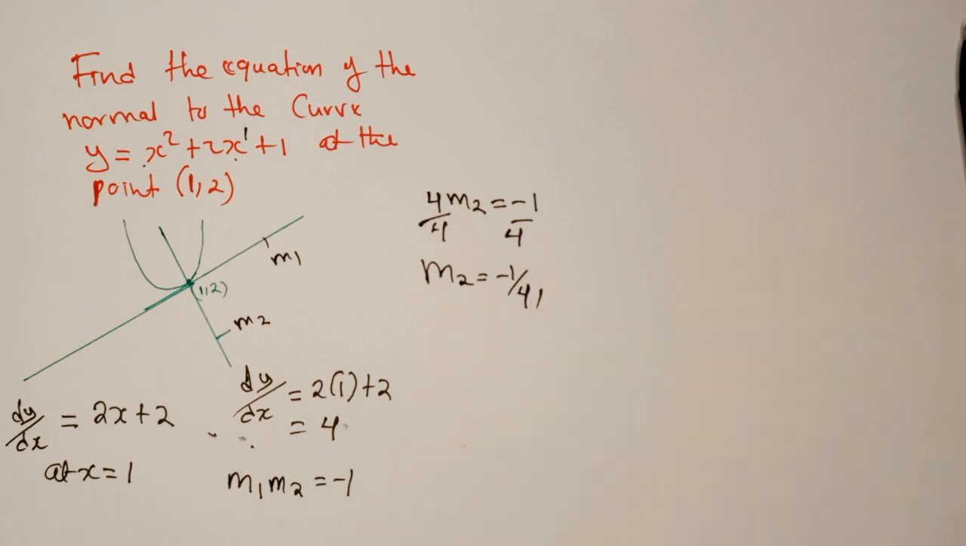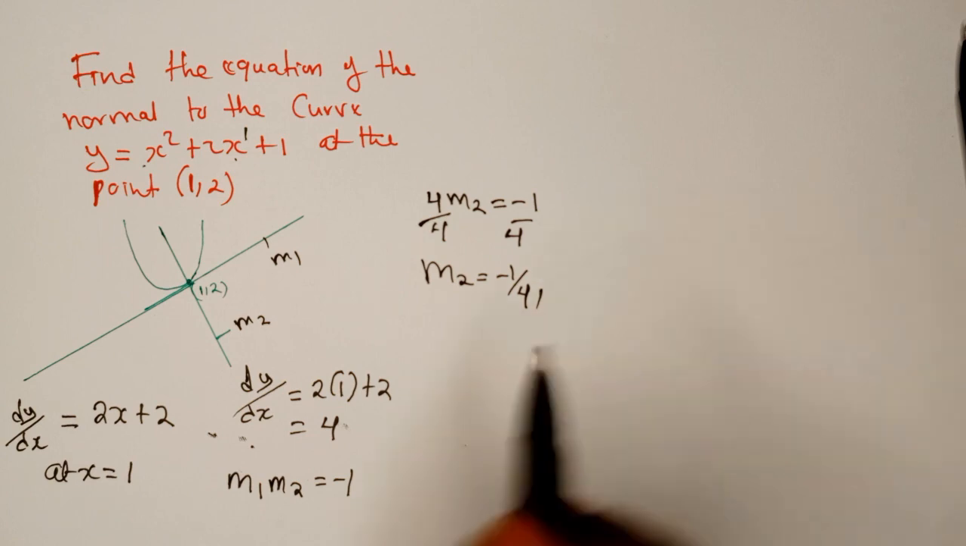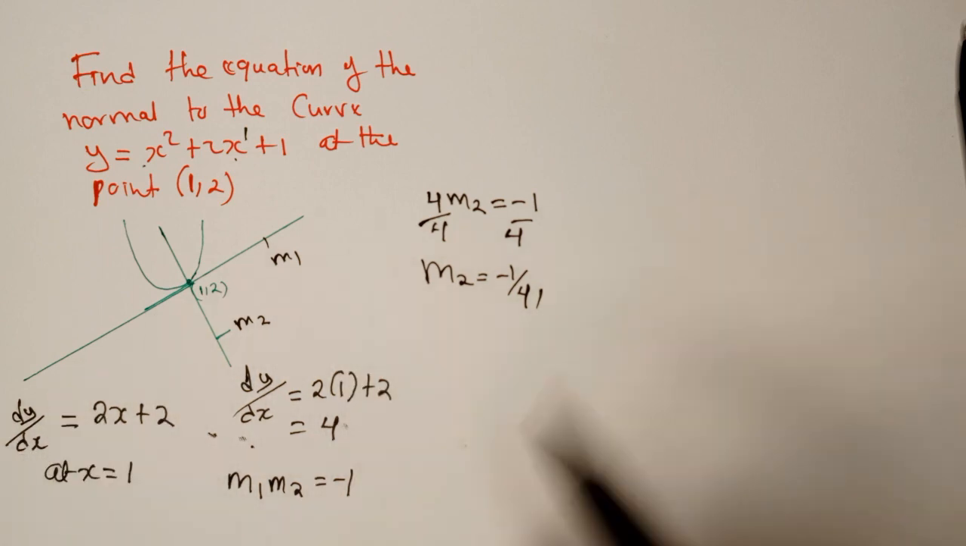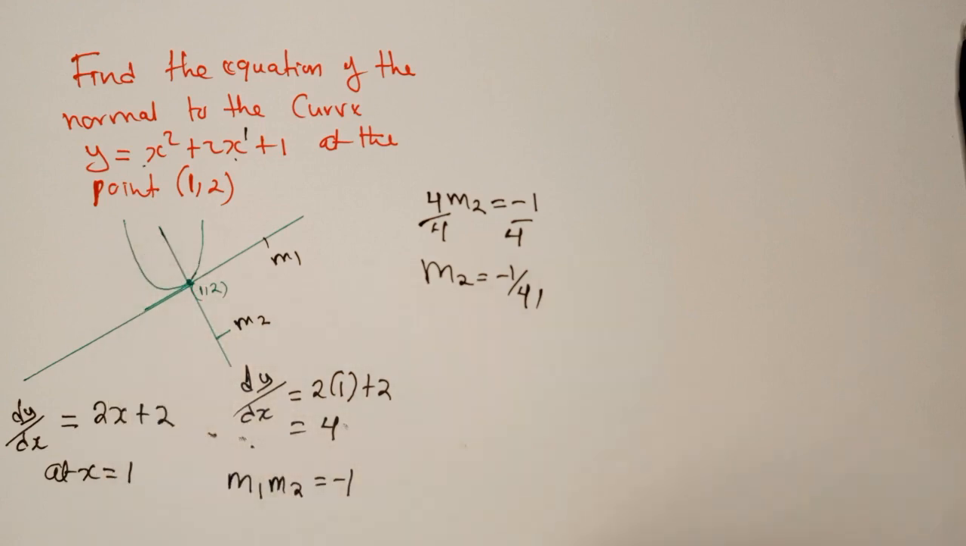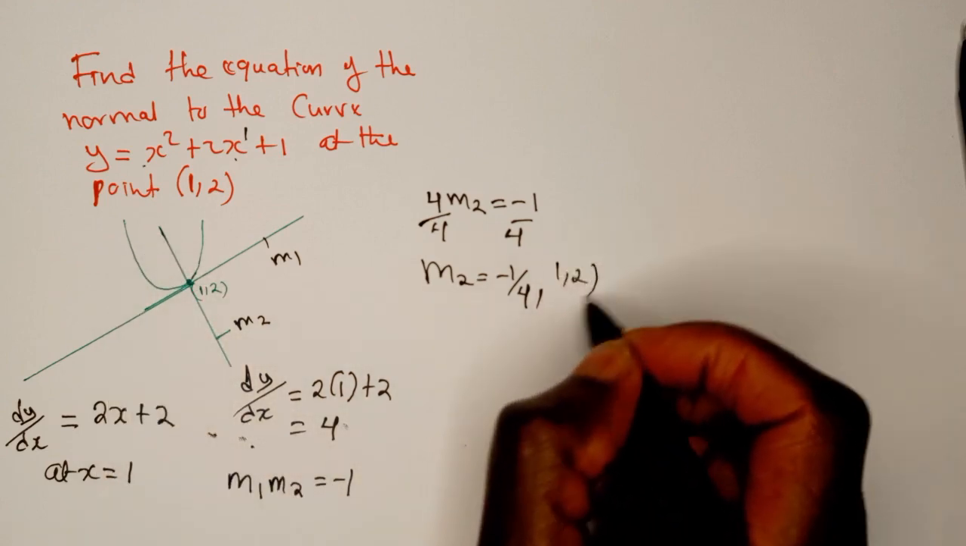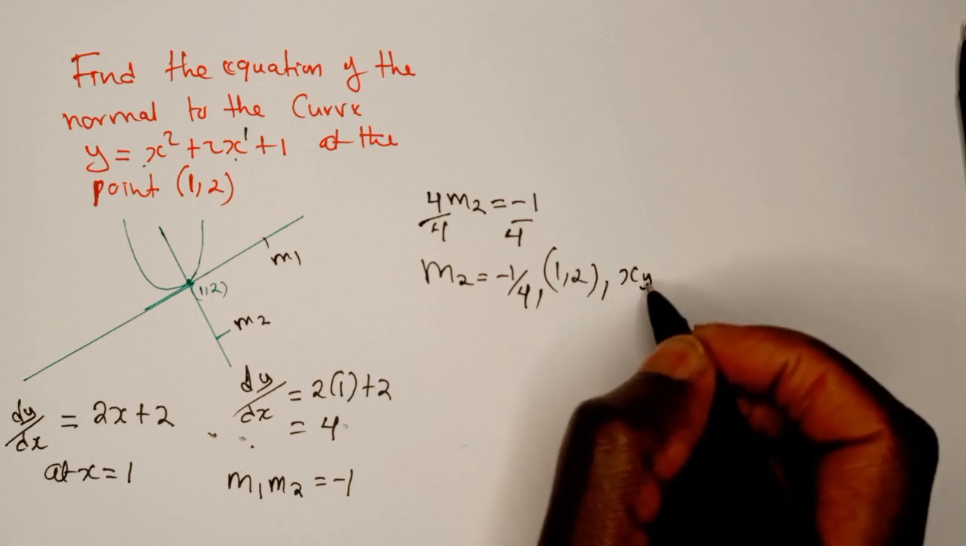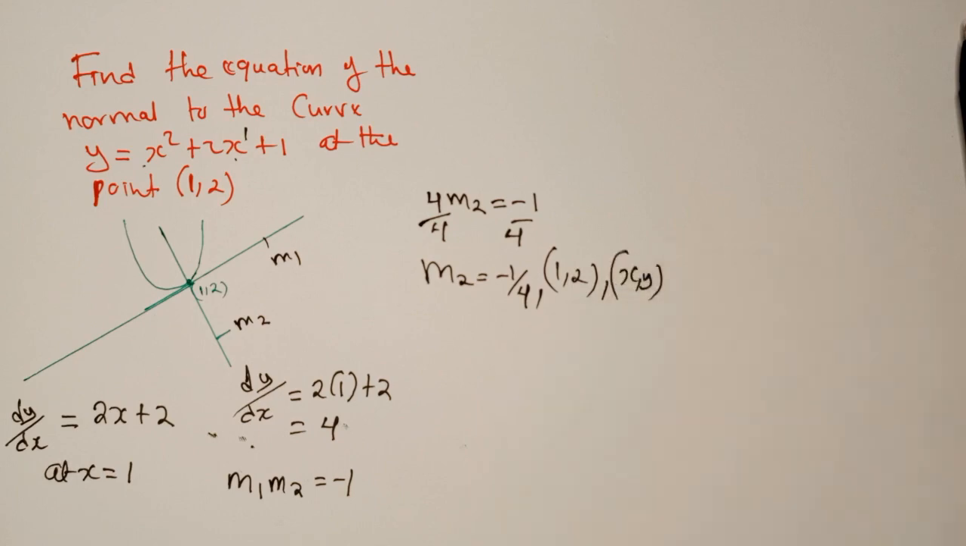So I said that if you want to get the equation of a line, you need 3 things: the gradient, you need a point that is passing on that line. So still this (1, 2) is still on that line, so it will be (1, 2). Then you need an arbitrary point (x, y). So those 3 are enough.